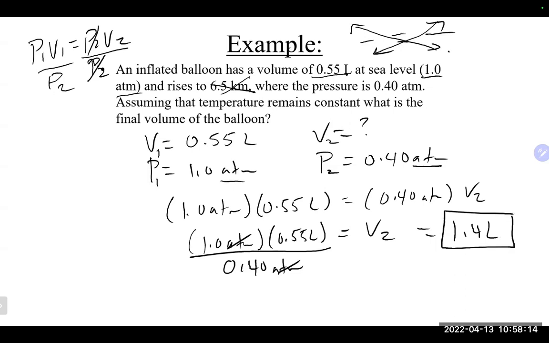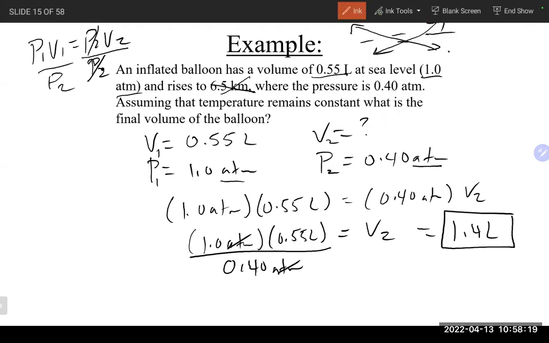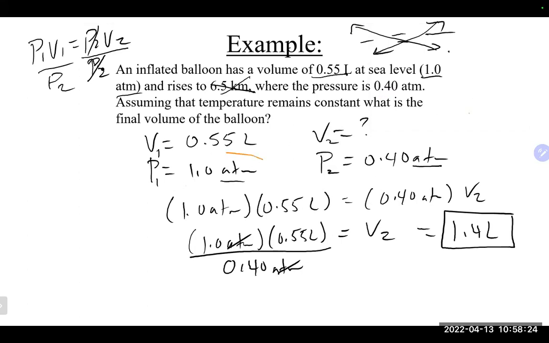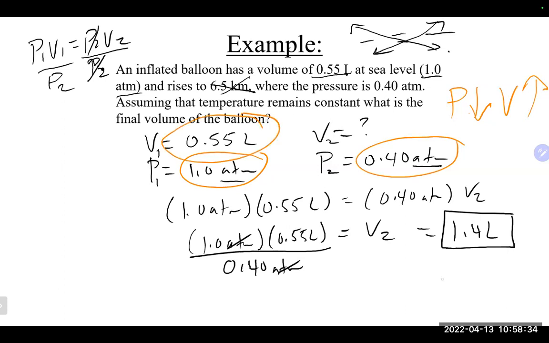Any questions on that? Now, if you understand the relationship of Boyle's Law, what we see when we look at the pressure is that the pressure went down, which means we should know the volume should go up. It started at 0.55 and ended at 1.4. So that makes sense based on what we know about Boyle's Law. It's a good idea to understand those relationships, as they can help you make sure your answer makes sense. Any questions on any of that?